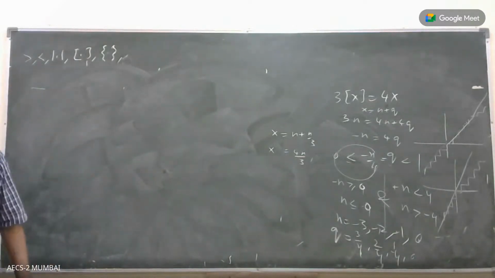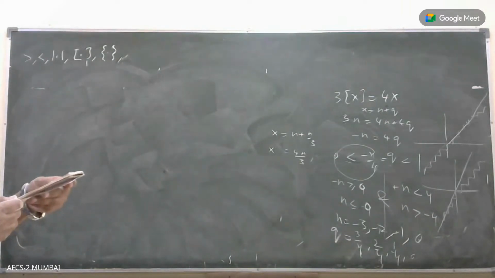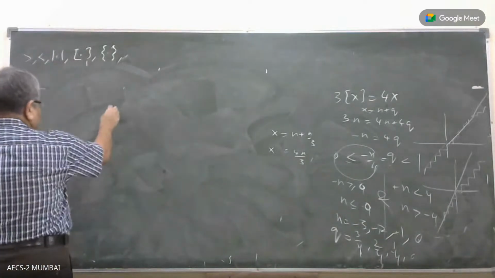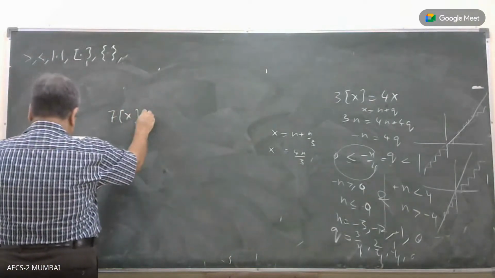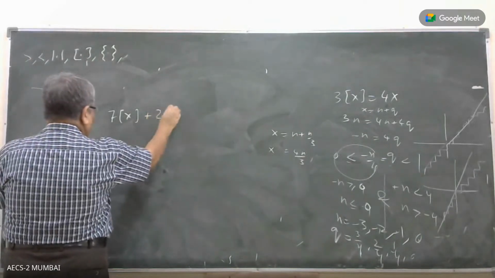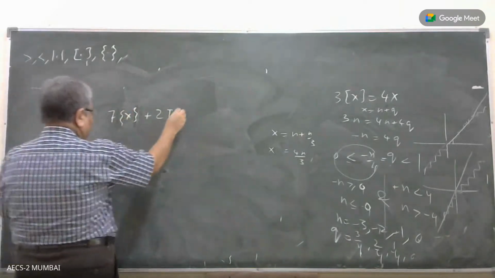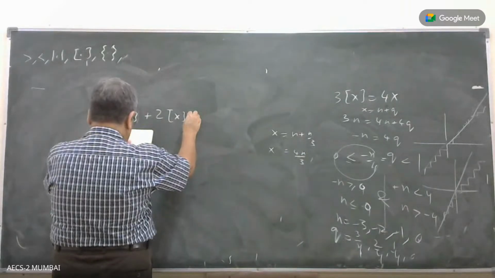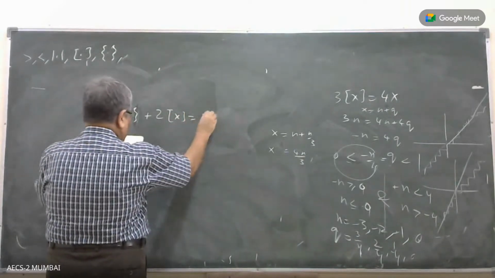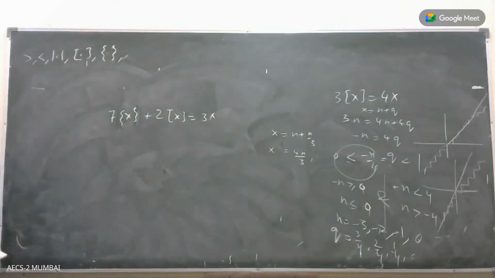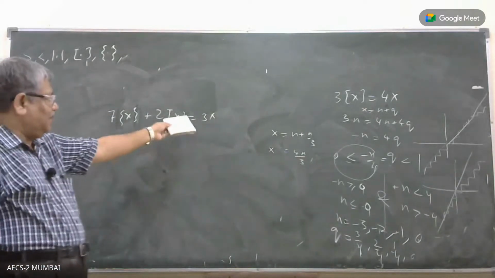Now let's solve some more problems. Let us see them quickly to discuss. Example 7. We have to solve this, with the fractional part of x and the greatest integer.